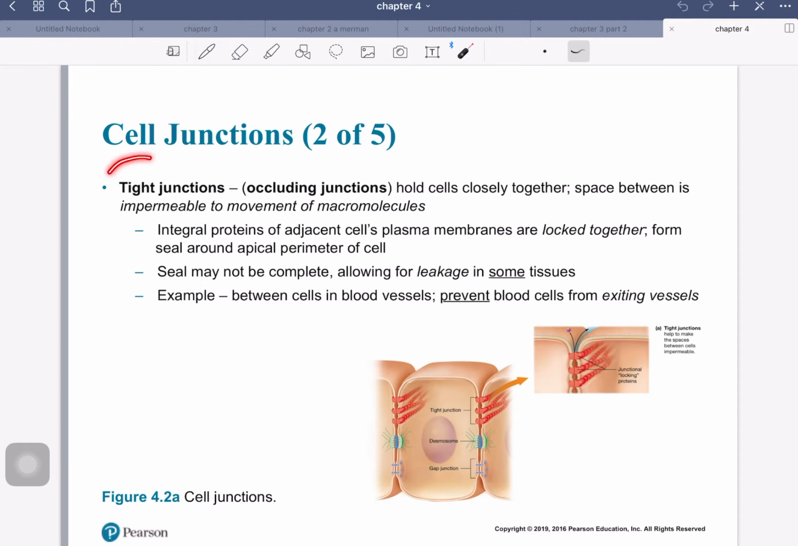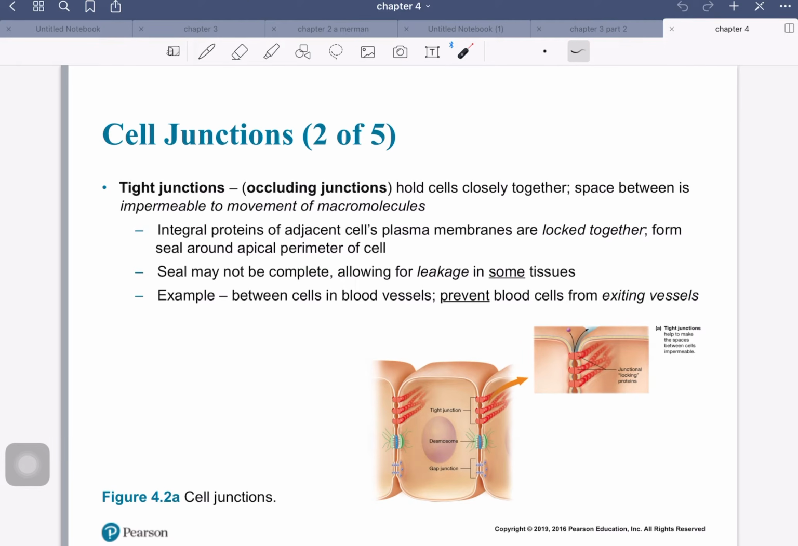When we're looking at tight junctions, I prefer this name versus occludens. Tight just tells us that there's no wiggle room between the cells. These hold cells closely together, and the space is impermeable to the movement of macromolecules. You can see that here they are. They're so strong, and they run all the way around, that they really prevent materials from sneaking in between cells. They just don't allow that to happen.